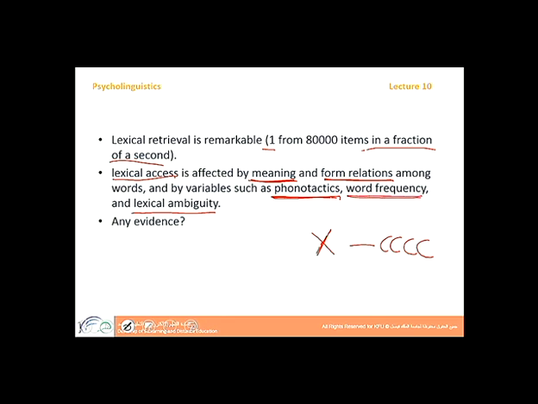Also, word frequency. How frequent is a word? Is it frequent? Do we use it much, or we don't use it much? And also lexical ambiguity. So how ambiguous is the meaning of this word? Now, one of you might say, do you have any evidence for what you are saying? I say yes.